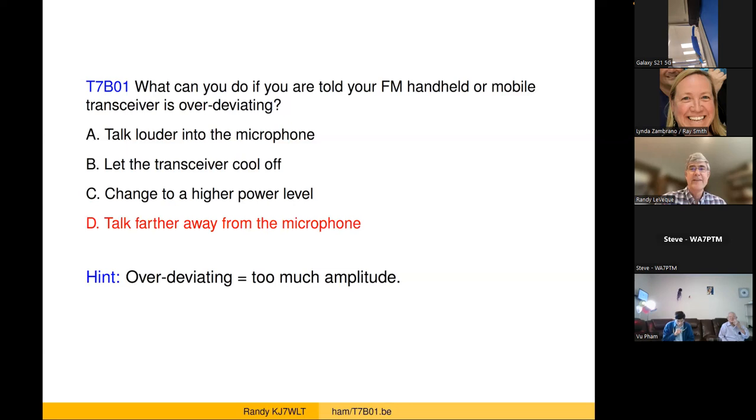So over deviating means too much of something. It's too much amplitude in this case, and so you want to move the microphone away from you, not talk louder into it. That would be the wrong thing to do.